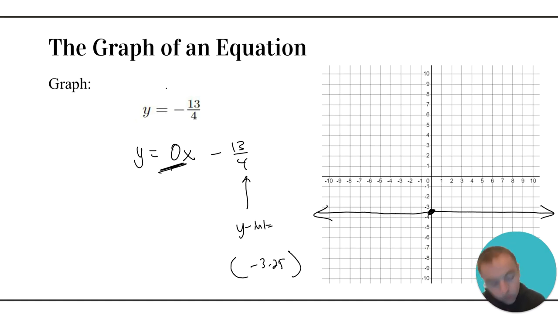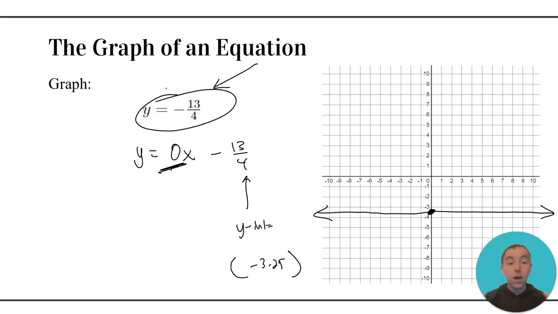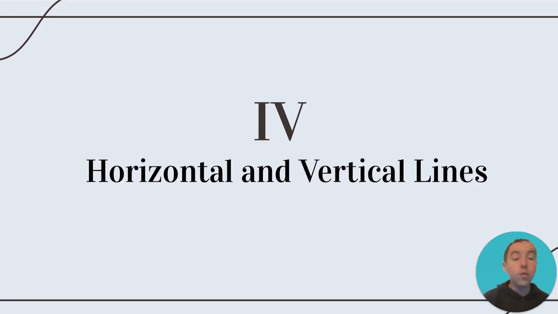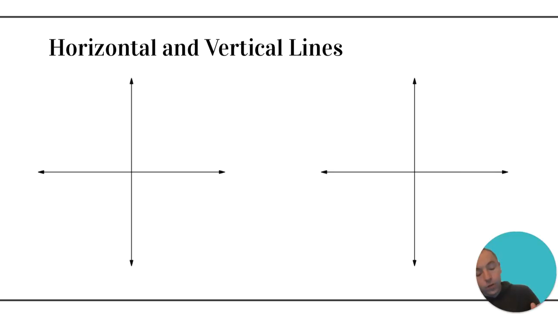So this equation right here is not just a point, it's actually a line because every single point on this line, like this point right here of negative 6.5, has a y-coordinate of negative 13/4, right? So we're just trying to reflect all of the solutions, all of the points that have y-coordinates of negative 13/4 there. Okay, so with that, that's a good segue into talking about horizontal and vertical lines. So when we talk about horizontal lines, they are always going to go straight left and right, and then vertical lines are always going to go straight up and down.